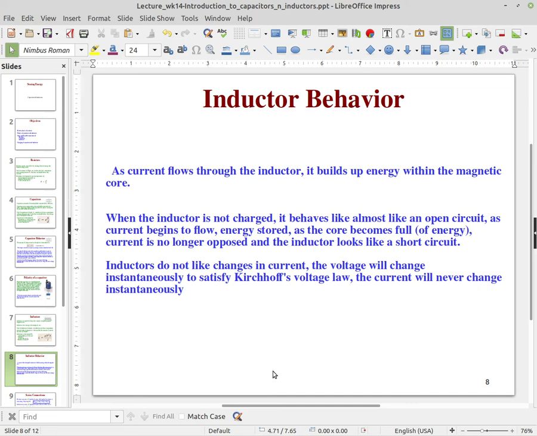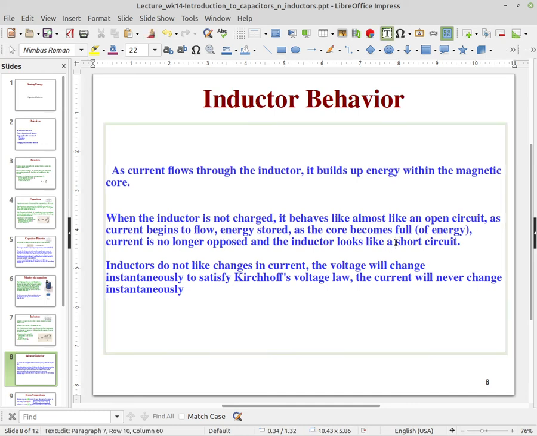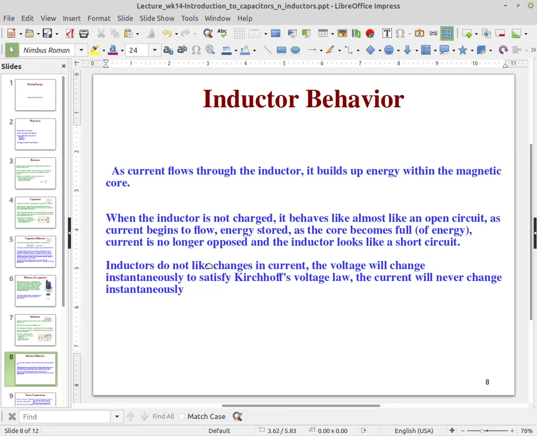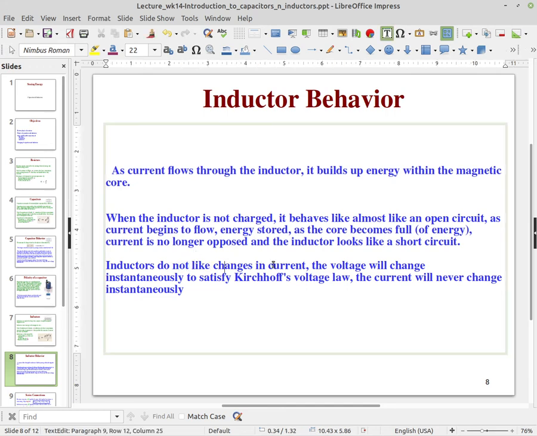Right? So inside of a DC circuit, after enough time that the inductor has been charged, it acts like a short circuit. Where when we charge up a capacitor, it looked like an open circuit. Now inductors do not like changes in current, okay, because as the current changes, what you're doing is you're affecting that magnetic field. And so inductors don't like changes in current.